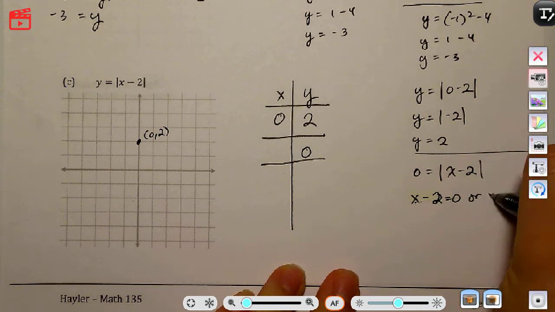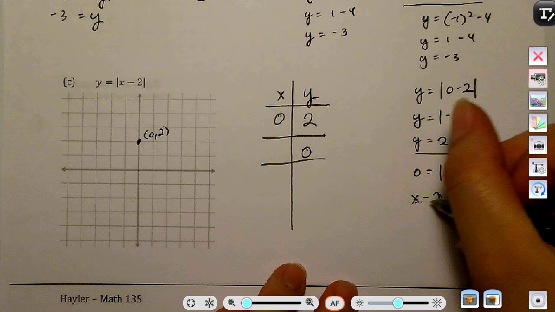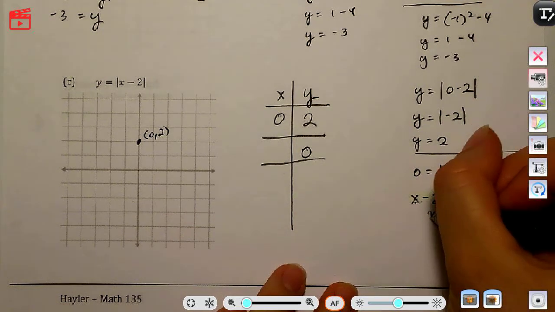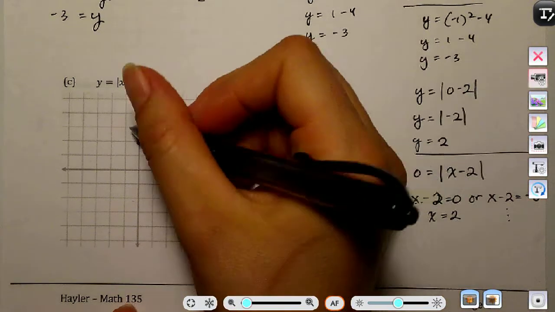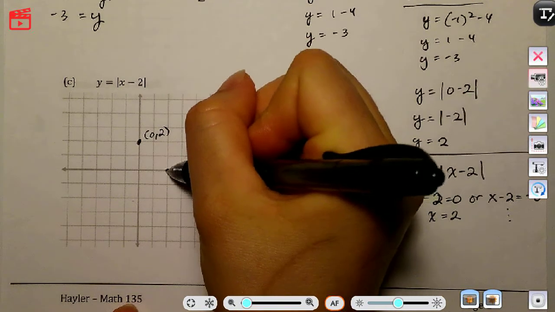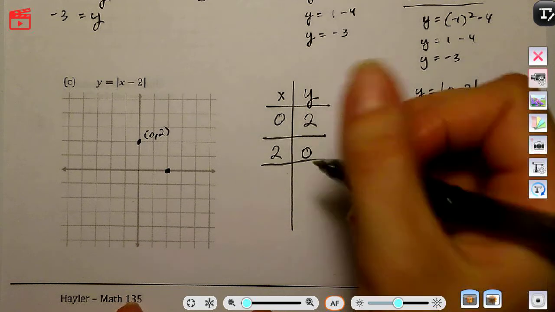0, or x minus 2 equals the opposite of 0, which is going to end up being the same thing. So x equals 2, and that's our answer, 2, 0. You could check this one, it will solve to the same thing. 2, 0, so 2, 0. There we go. So for this, I like to do 5 points as well, just like with the parabola.